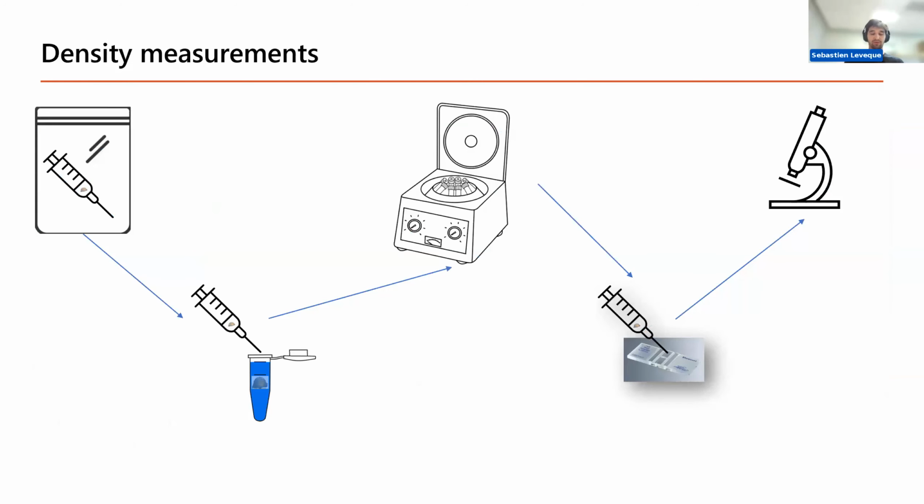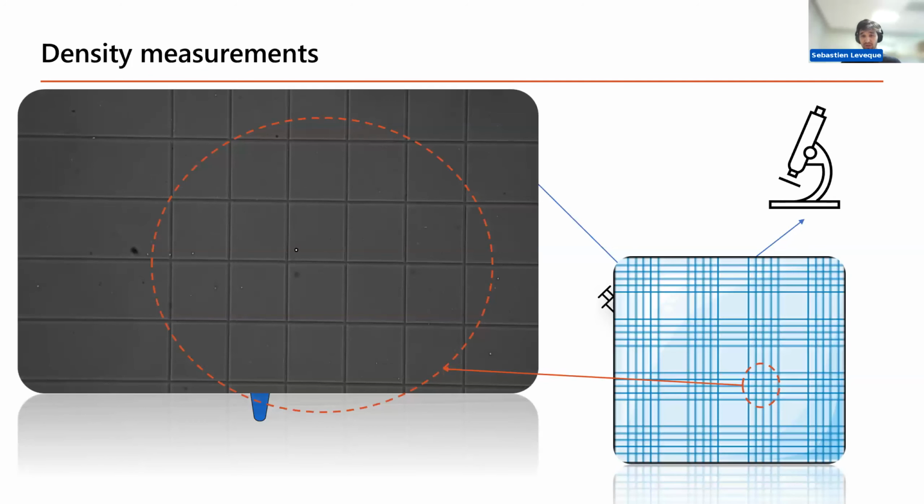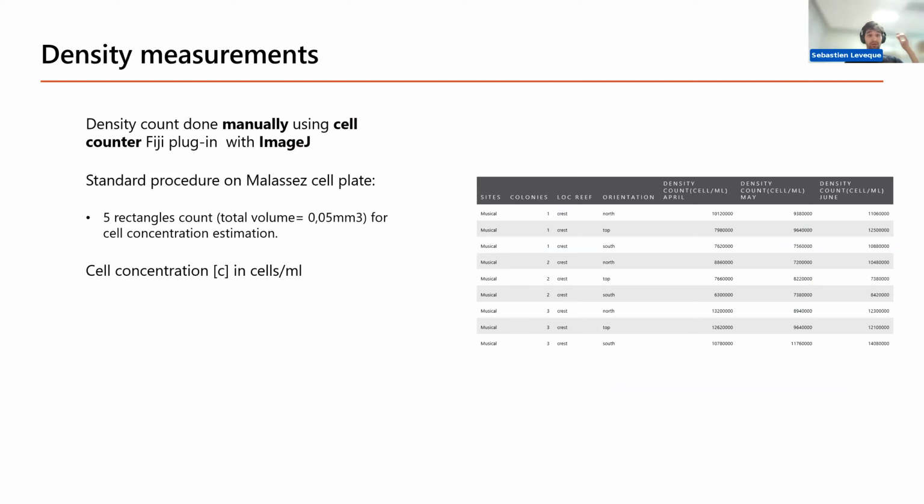Once this sampling was done, we moved on to the density measurement, where for each coral tissue sample, we centrifuged it, and we then placed 5 microliters from a sample on a grid microscope slide in order to count the density. And this grid looks exactly like this, and we selected 5 rectangles for each sample to make a good density estimation, which we then counted manually using a specific software through ImageJ.